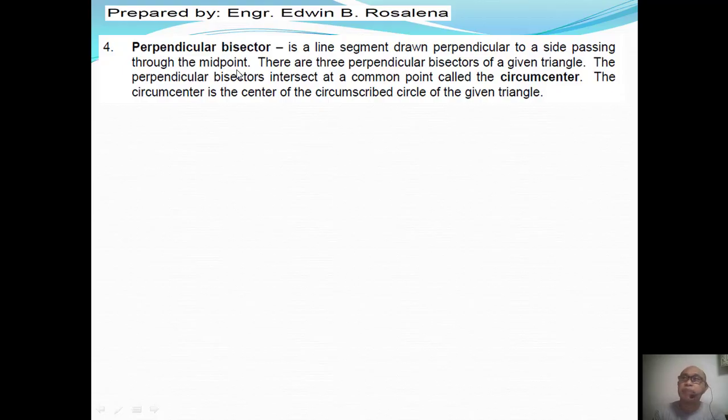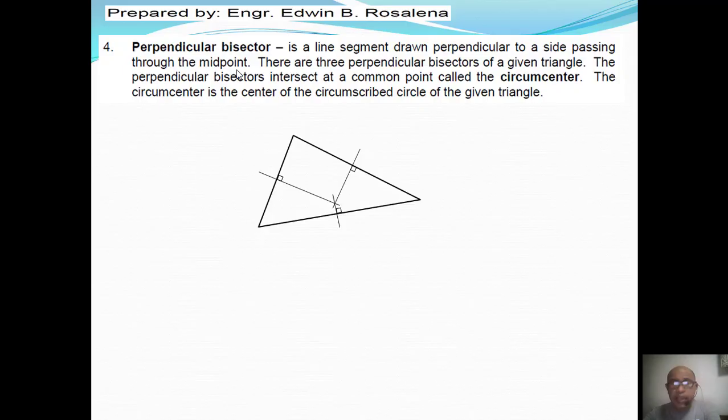So, kaya nga, we call it perpendicular bisector. It bisects a side, and also it is drawn perpendicular to that side bisected. So, we have that here. Perpendicular bisector of that side, then another perpendicular bisector, another perpendicular bisector. So, the three perpendicular bisectors intersect at a common point. And we call this common point the circumcenter.